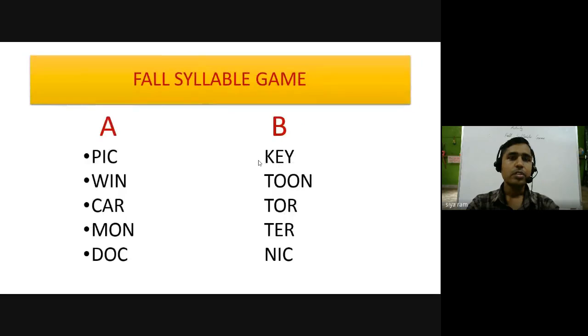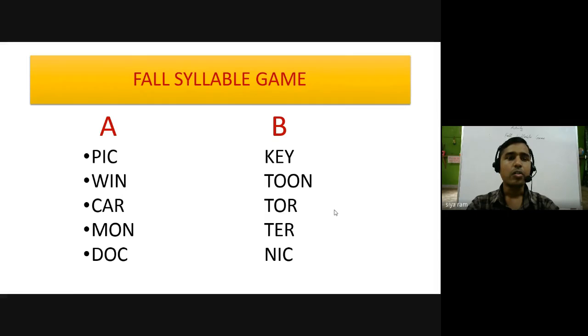So here you can see column A and column B are given. Some syllables are given in column A and some syllables are in column B. And students have to match the syllables in column A with the syllables given in column B. They will match the correct syllables.